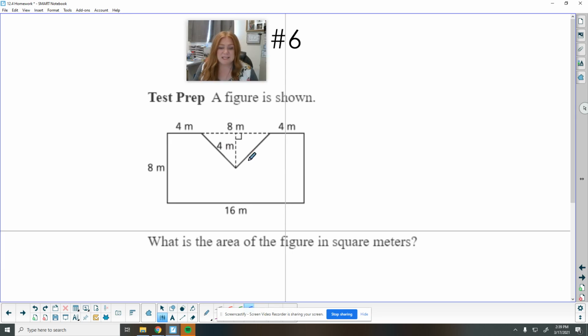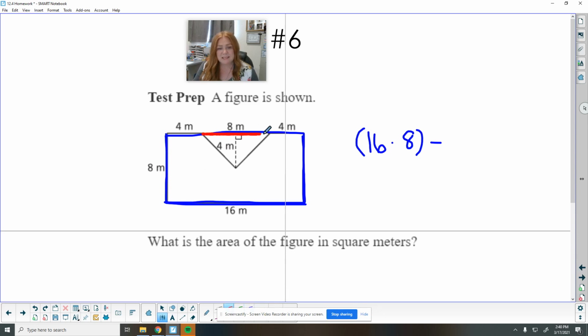Number 6 gives us this figure, and it wants to know the area. So it looks like this section here is missing. So I'm going to find the entire thing, and then I'm going to take away that triangle. So here we have the whole thing is a rectangle. The base of the rectangle is 16, and the height of the rectangle matches this one here, 8. So we're going to do 16 times 8. And then we want to take away this triangle.